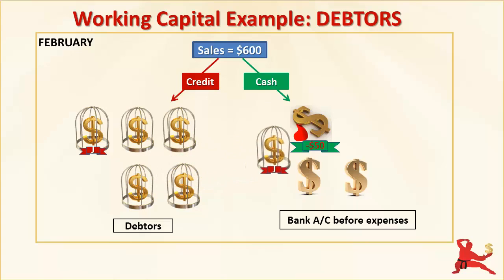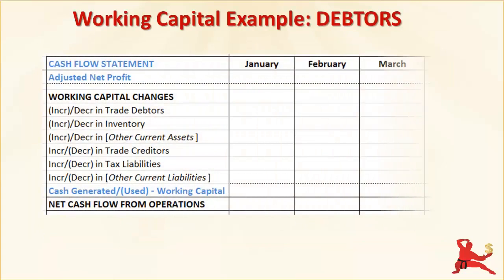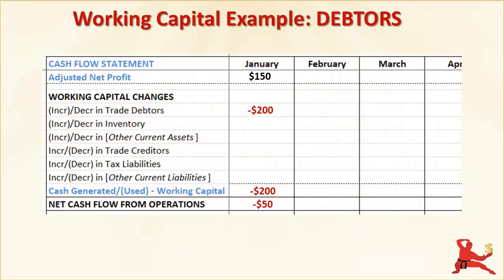$400 this month. But during the month, half of the debtors from January sales pay their accounts. So this month, we get $100 in cash that was owing from January's trading. That brings total debtors down to $500. So what does the cash flow statement show us about cash flow from operations for February?